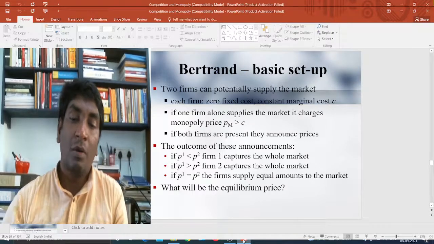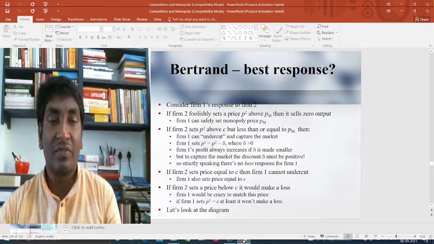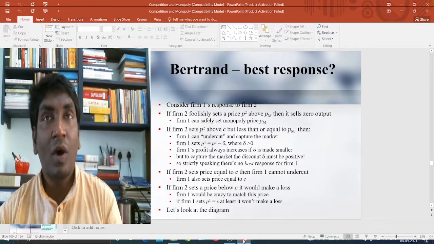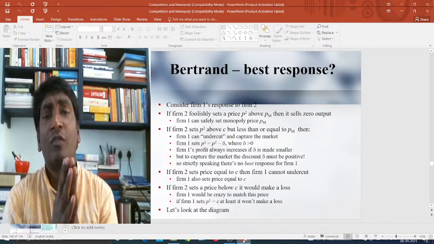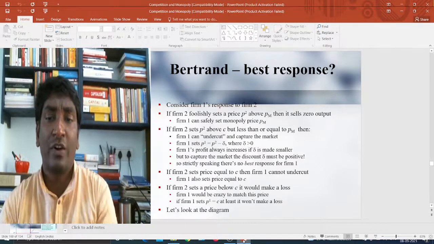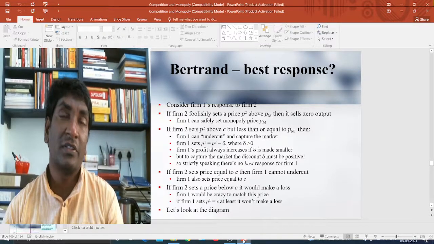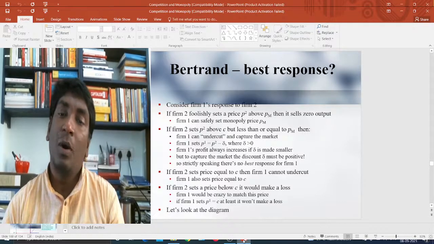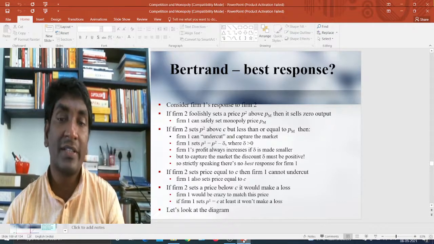So what will be the equilibrium? That is the question which immediately arises out of it. So consider firm 1's response to firm 2. If firm 2 foolishly sets a price P2 above PM, for example, now the monopoly price is the highest price, and no price can be greater than the monopoly price.